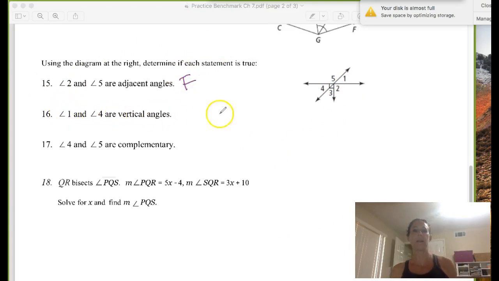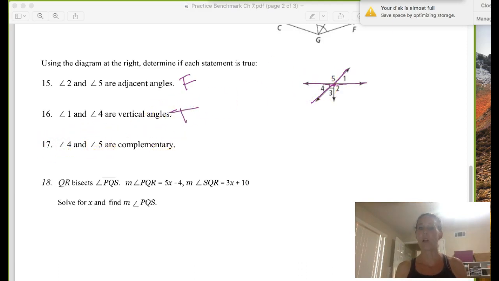Okay, angle 1 and angle 4. Are they vertical angles? Yes, they are vertical angles. Look at the lines they share. Okay, 2 intersecting lines. They are vertical angles. Yes, so that is true.